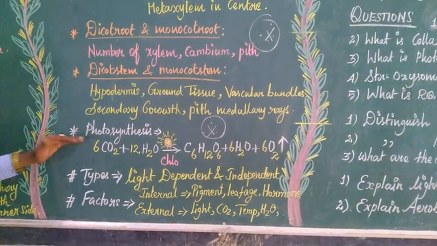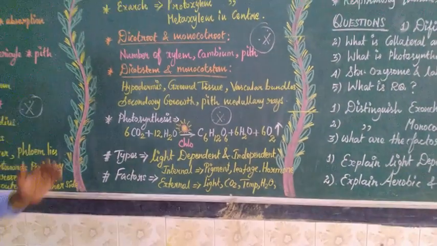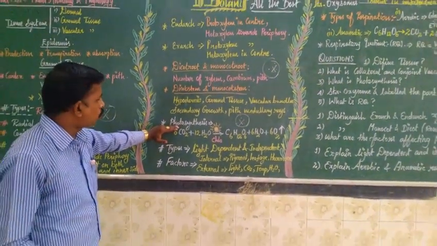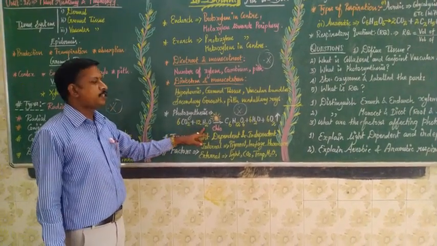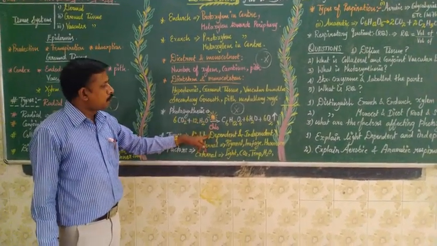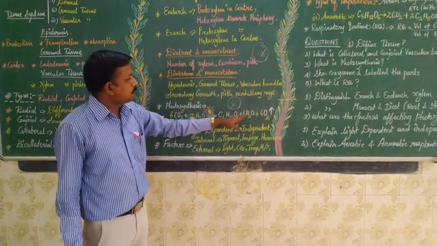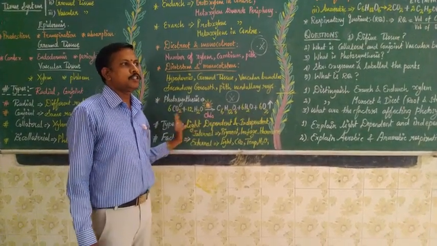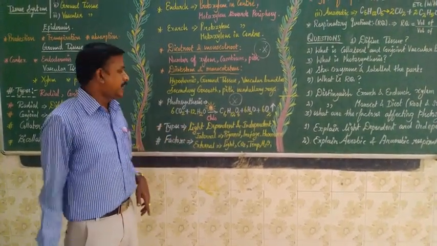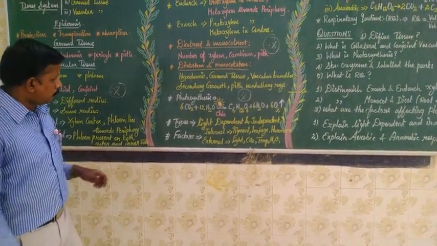Then another one is photosynthesis. This is also very important. Equation questions may be asked, so you have to study this one. The photosynthesis formula, you know: 6CO2 plus 12H2O, with the help of sunlight and chlorophyll, we get glucose C6H12O6. Water molecules are liberated, oxygen is also liberated. In photosynthesis, there are light dependent reactions and light independent reactions. There are two types of photosynthesis process.